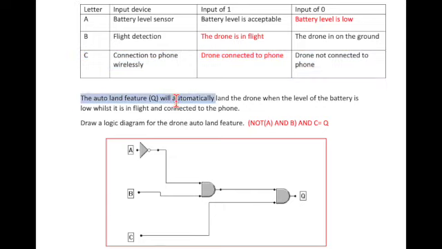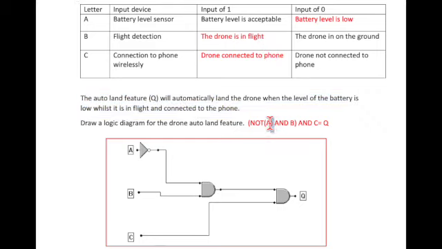In our description of the auto land feature, the drone will automatically land when the level of the battery is low, so I've highlighted that in red, whilst it is in flight, so I've highlighted that in red, and connected to the phone. I've finally highlighted that in red. A has to be a 0, and B has to be a 1, and C has to be a 1.